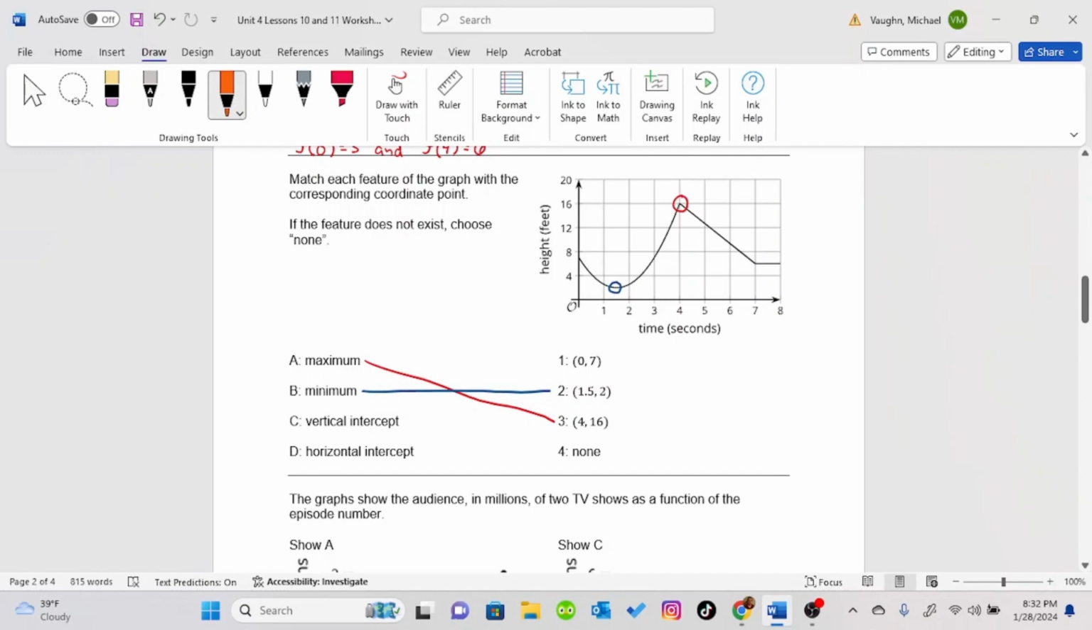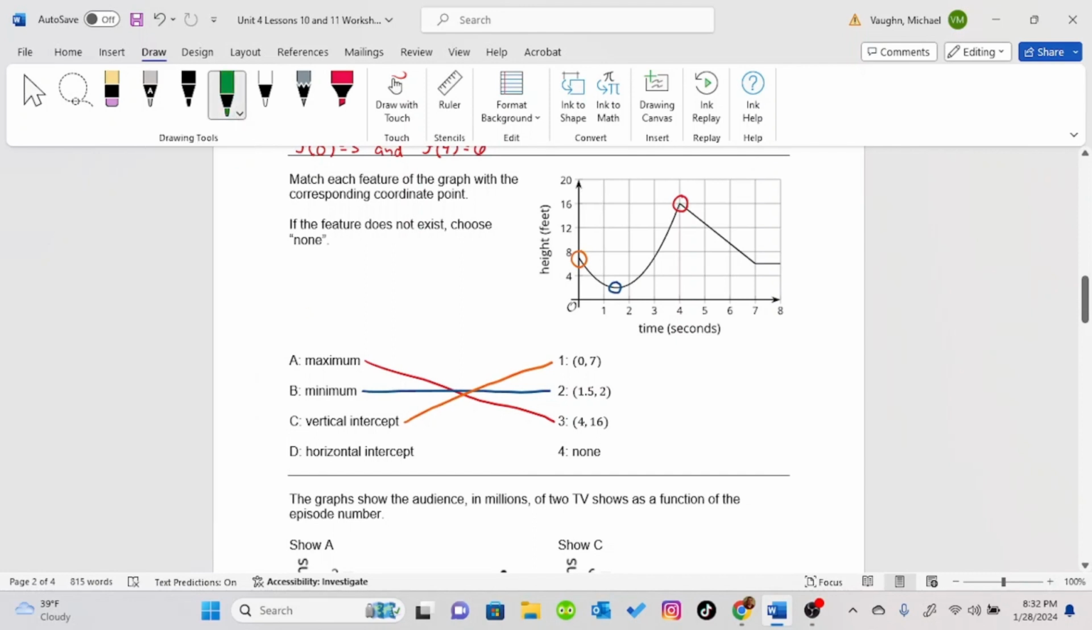C wants the vertical intercept. The vertical intercept is the point at which the graph touches the y-axis. And we see that right here in orange, where x is 0 and y is 7. So C matches choice number 1.